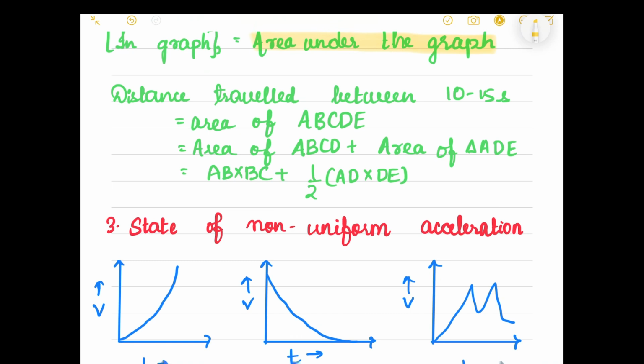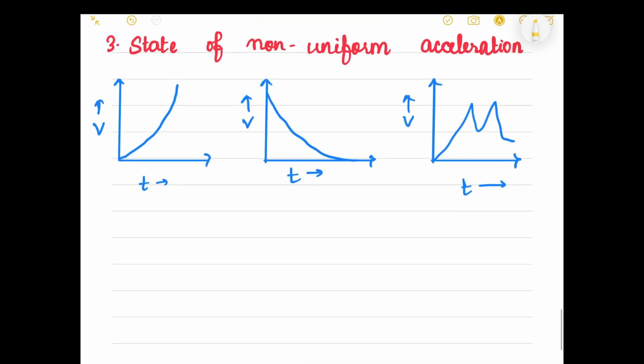The distance travelled between 10 to 15 seconds will be equal to the area of the figure ABCDE, which is equal to the area of rectangle ABCD plus the area of triangle ADE, which is equal to AB into BC plus half into AD into DE. Now, the state of non-uniform motion can be represented in these many ways.